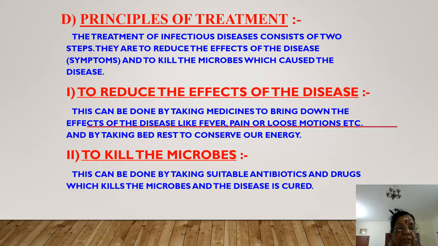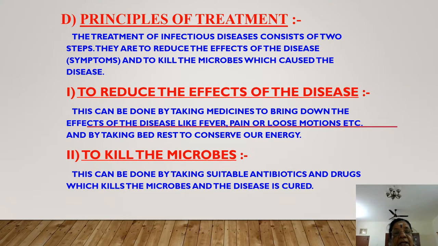The treatment of infectious disease consists of two steps. One is to reduce the effect of the disease, that is symptoms, and the other is to kill the microbes which cause the disease. To reduce the effect of the disease, this can be done by taking medicines to bring down the effect of the disease like fever, pain, or loose motion, and by taking bed rest to conserve our energy, what I read just now. Then to kill the microbe, this can be done by taking suitable antibiotics and drugs which kill the microbe and the disease is cured.